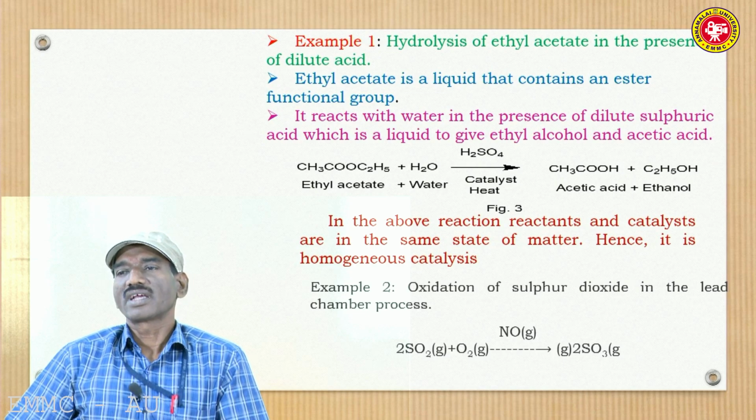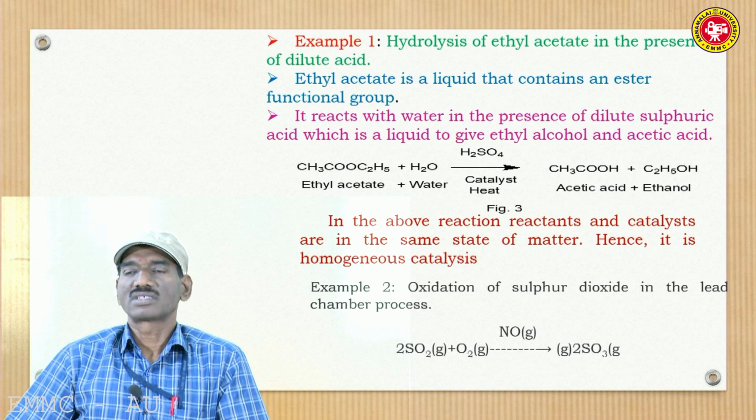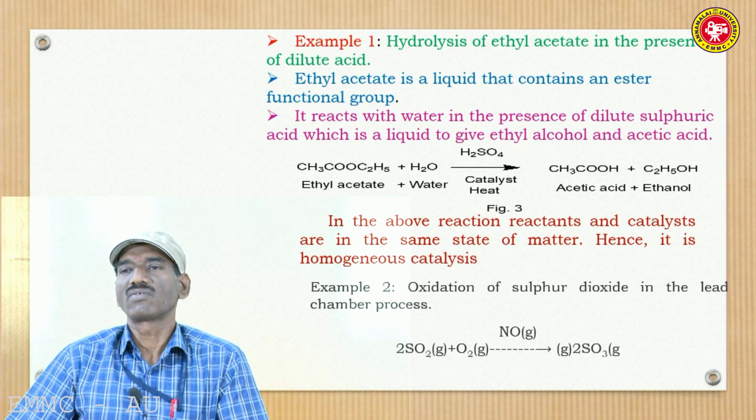So, in the above reaction, the reactant and the catalyst are in the same state of matter, hence it is homogeneous. If you consider this equation, ethyl acetate is in liquid state, water also liquid, sulfuric acid liquid, acetic acid liquid and ethanol also liquid, all having the same state. So, this is one kind of homogeneous catalysis reaction.